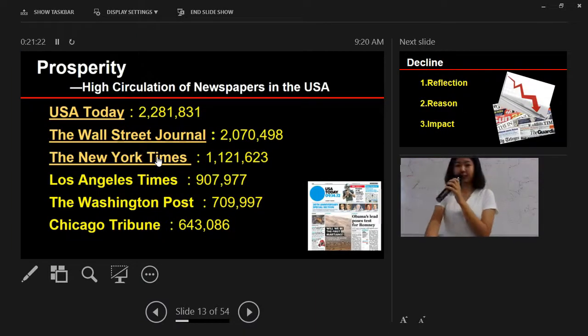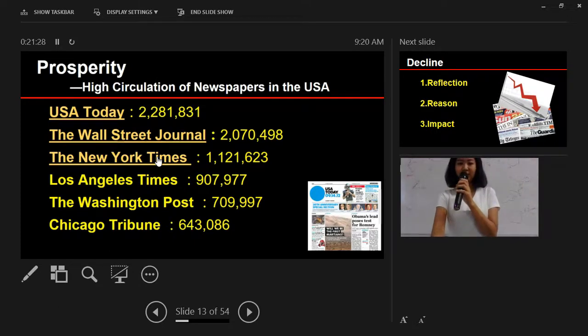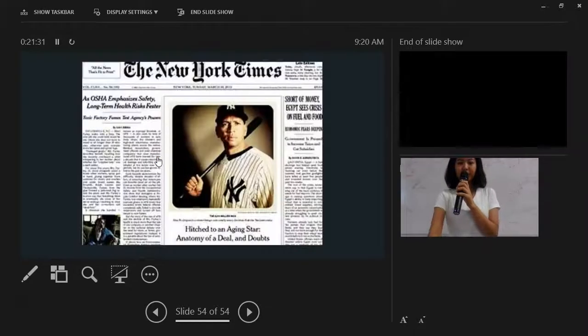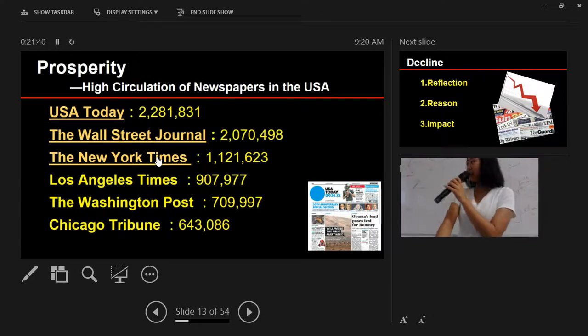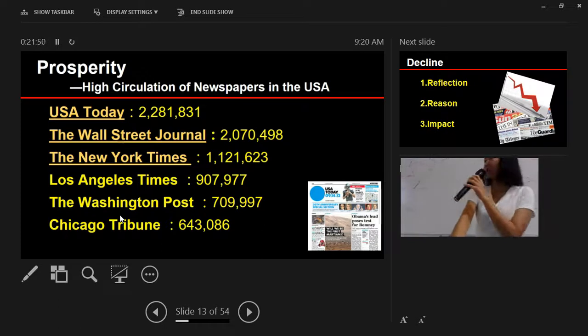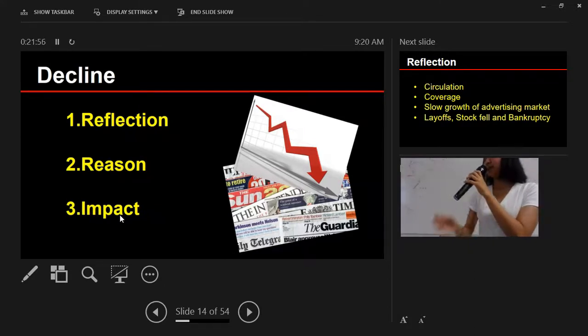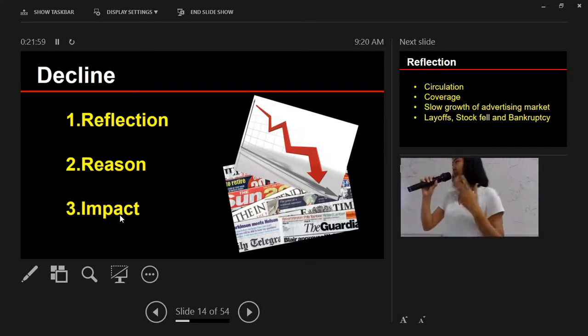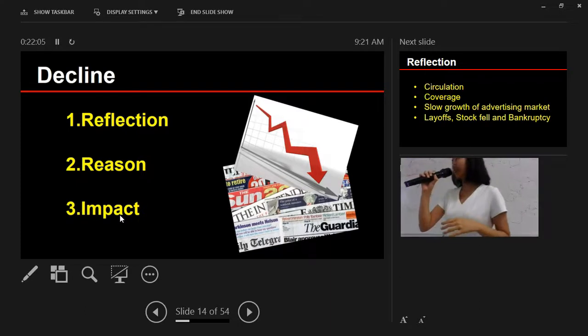And the third is the New York Times. Its circulation is 1,121,623. It balances the images and the words, and besides, this is the most popular online newspaper. There are other major newspapers such as the Los Angeles Times, the Washington Post, Chicago Tribune. From these numbers, we can see the newspaper was in a popular trend, and it was a fundamental way for people to get news at that time.